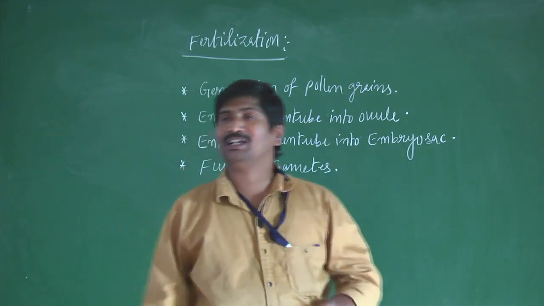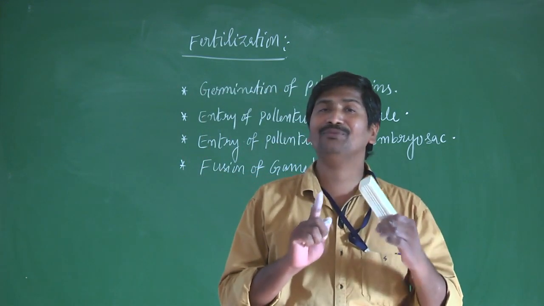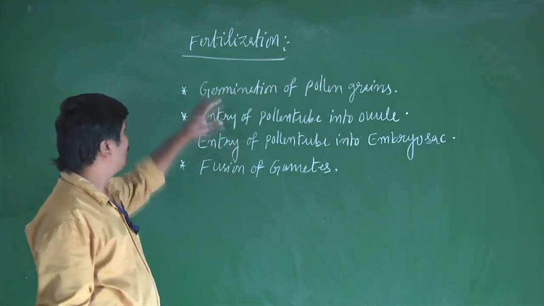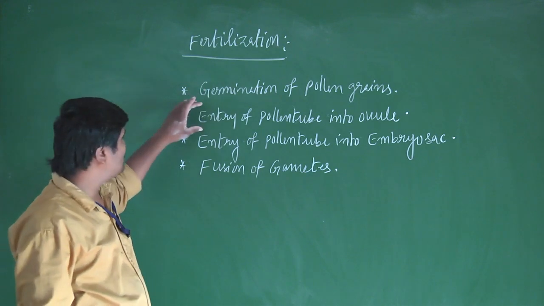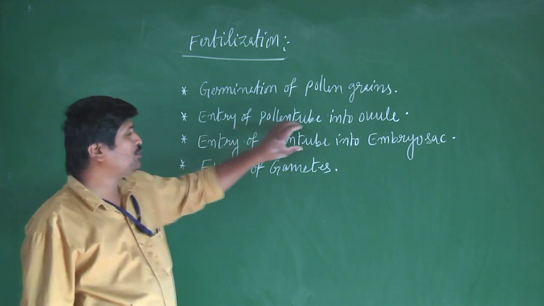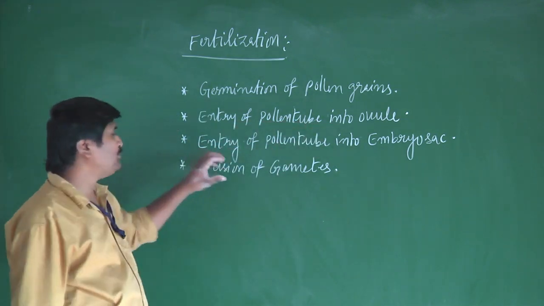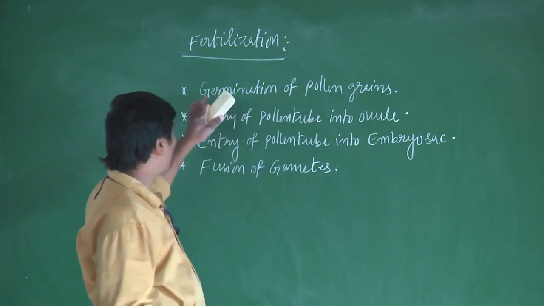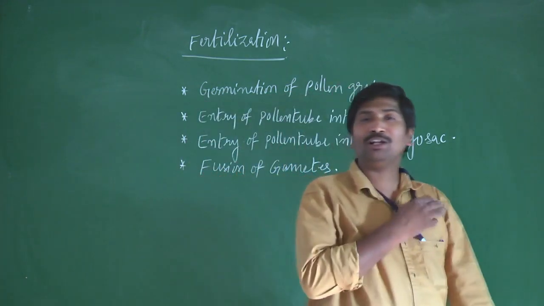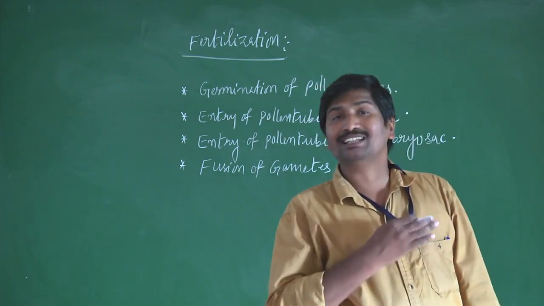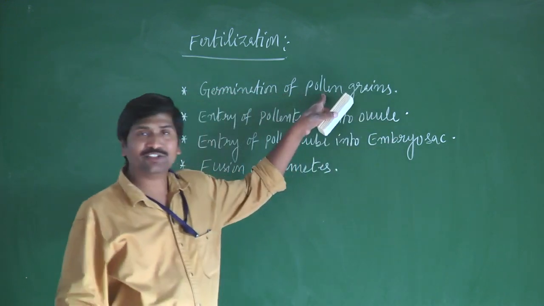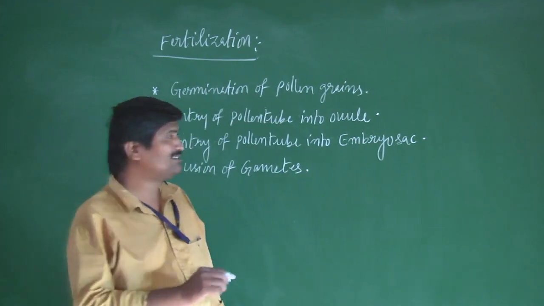What is the meaning of fertilization? The fusion of male and female gametes is known as fertilization. The germination of pollen grains, the entry of pollen tube into the ovule, the entry of pollen tube into the embryo sac, and the fusion of gametes. So first one, the germination of pollen grains. When the pollen grains land on the stigmatic lobe, they start the germination.